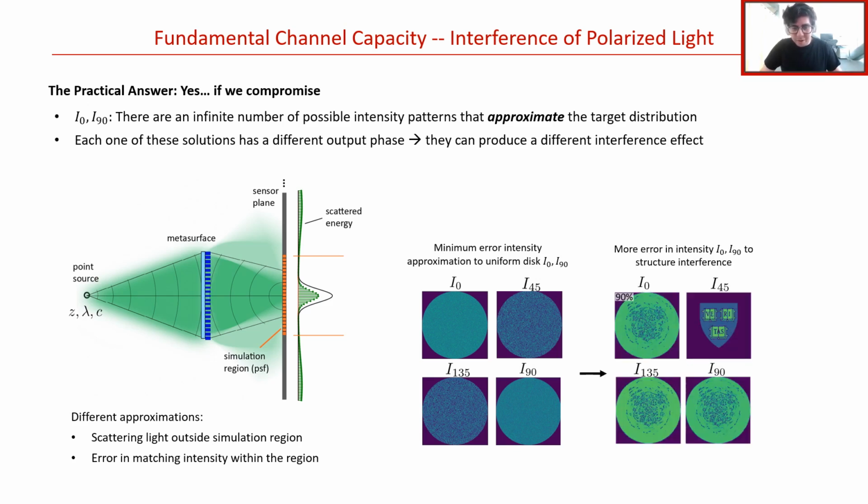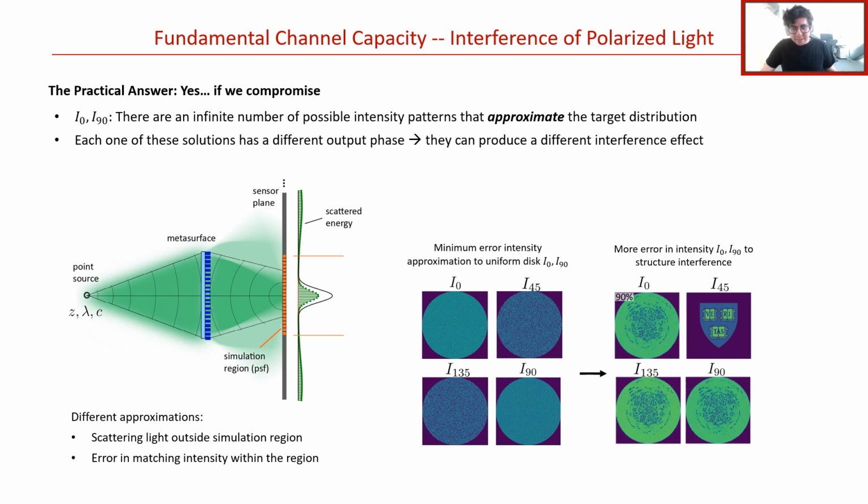Alternatively, let's now suppose that we also specify a target intensity for the 45 degree polarized light, that is the Harvard crest, in addition to the uniform disk of target for 0 and 90 degree light. By simply allowing for approximation errors on I0 and I90, we could then structure I45 and obtain 3 engineered intensity patterns as shown here. We are also able to do this while keeping most of the light, in this case 90%, within our finite simulation region.